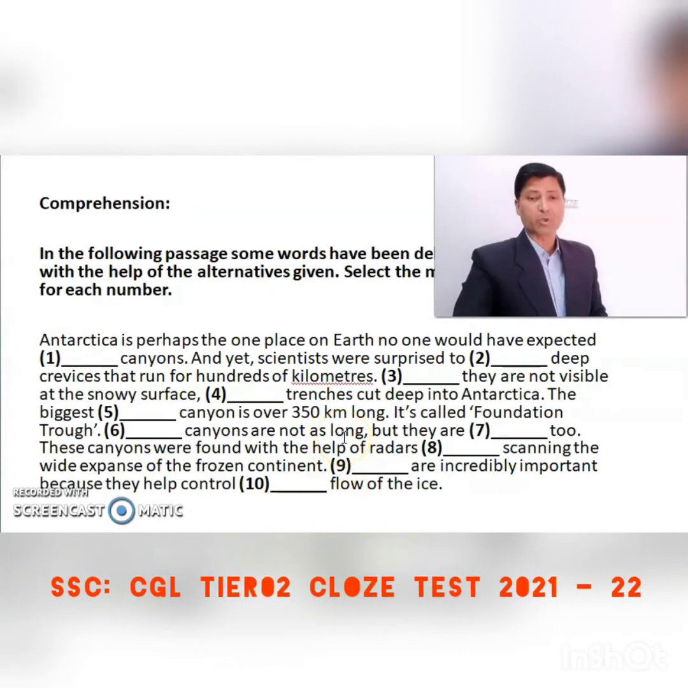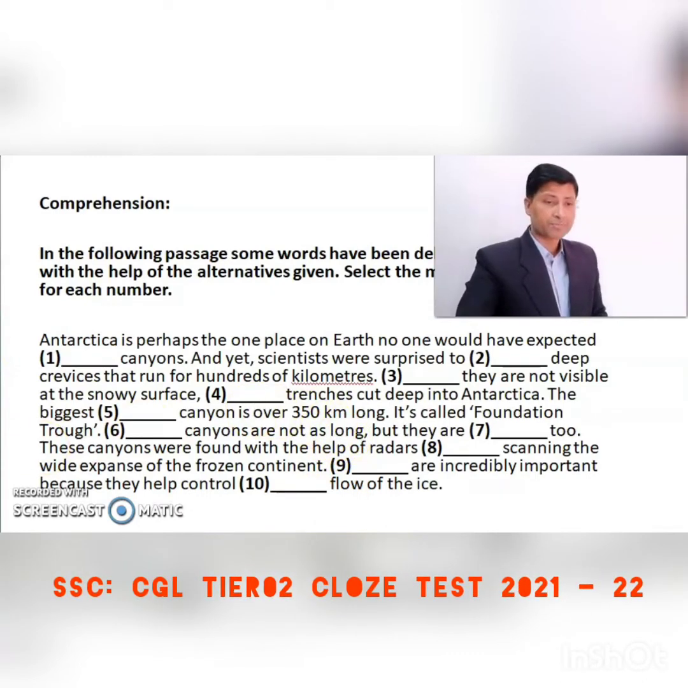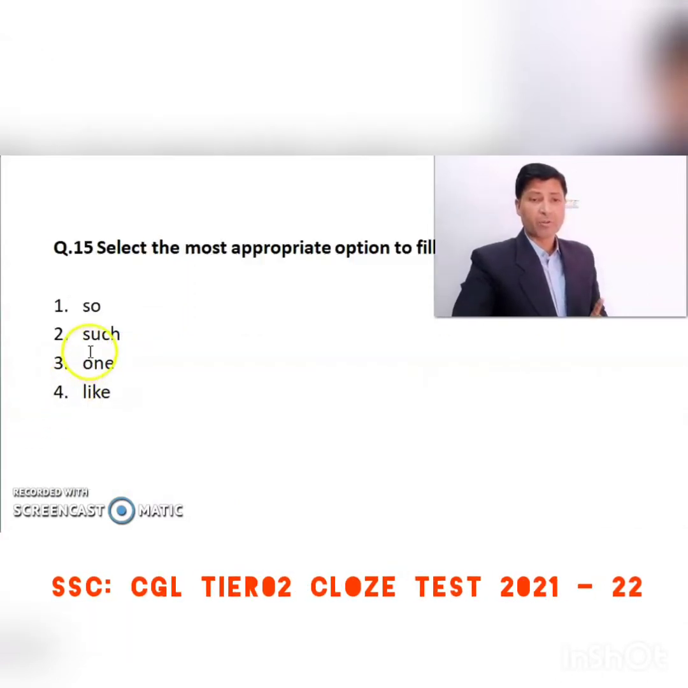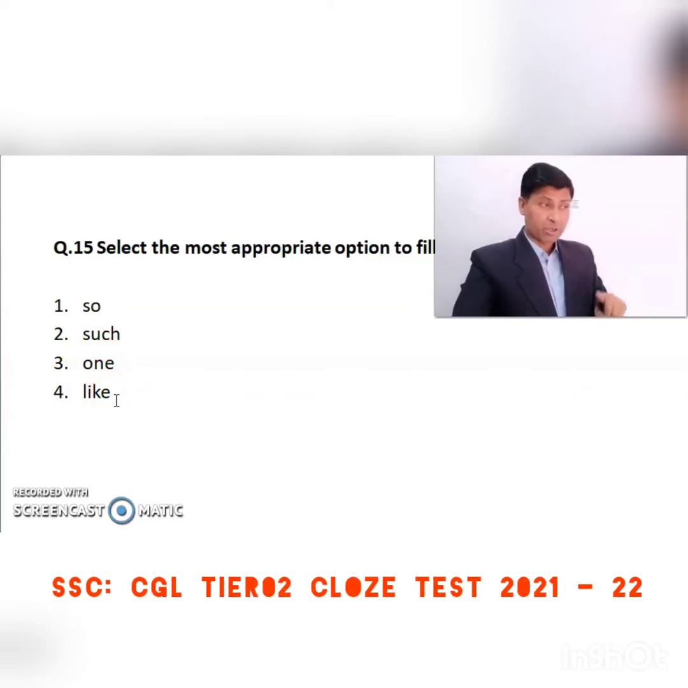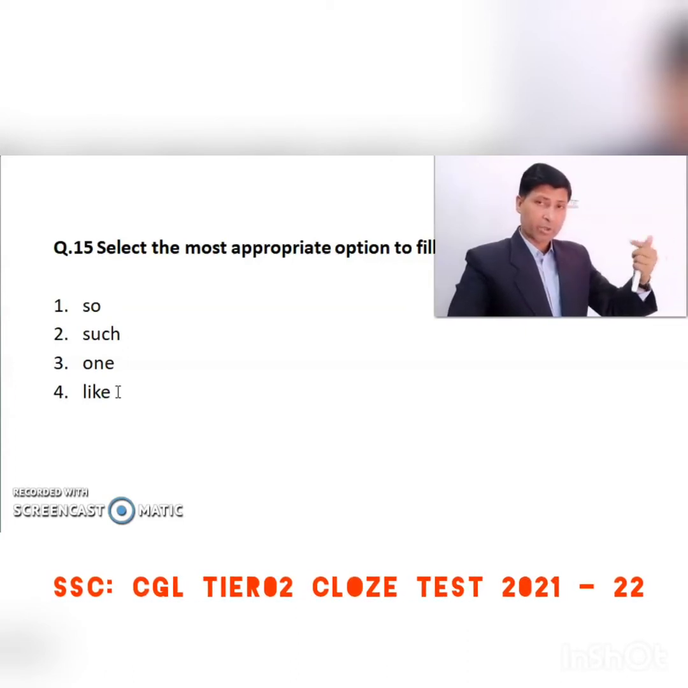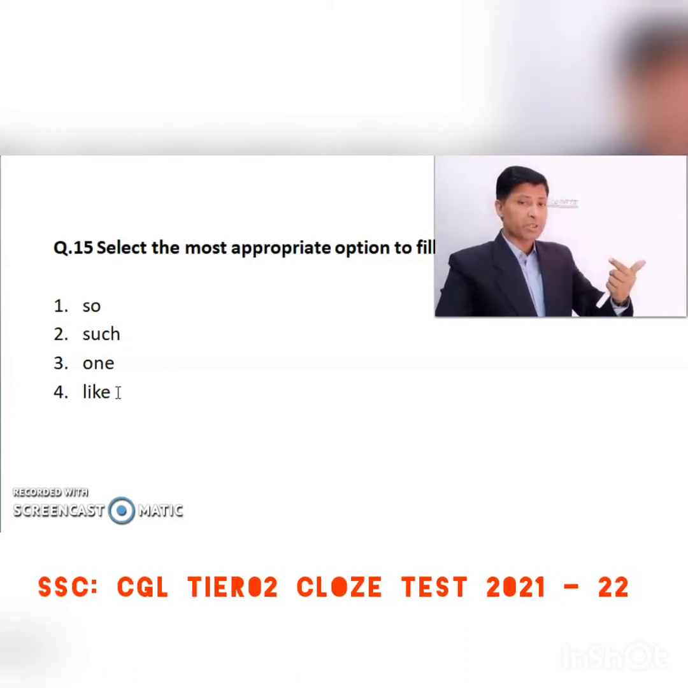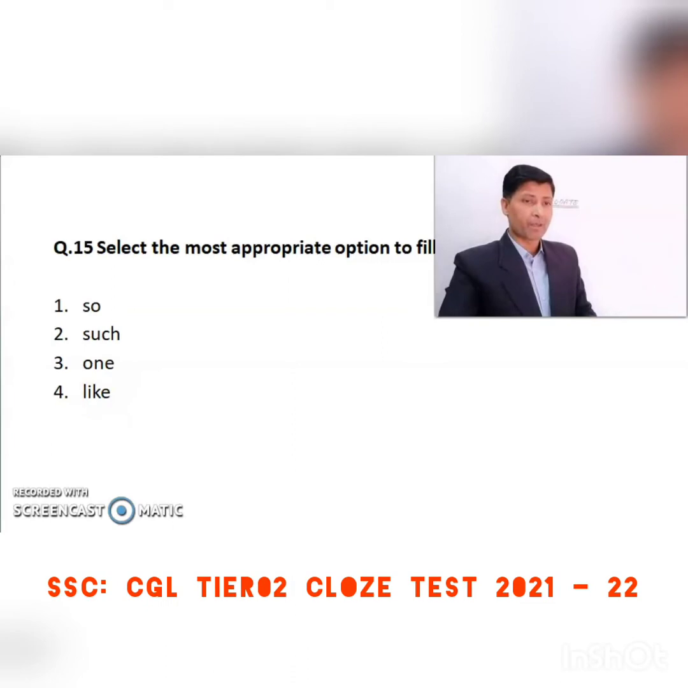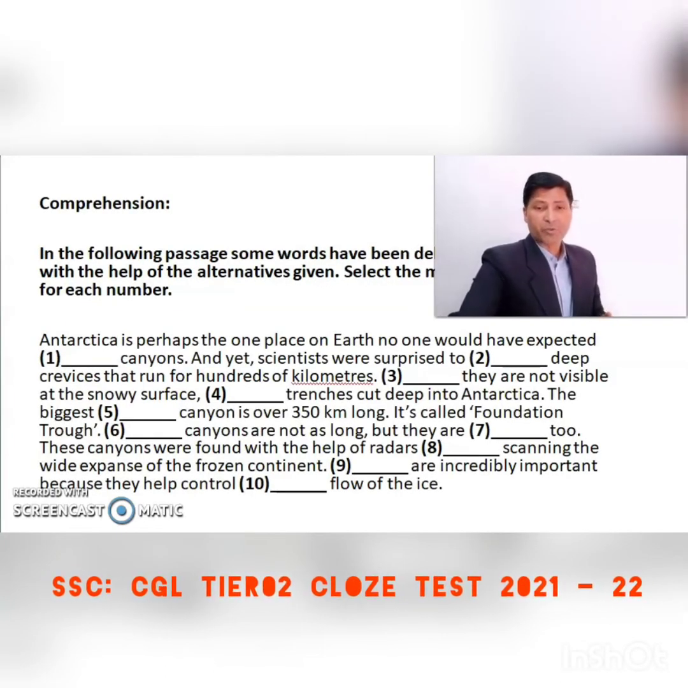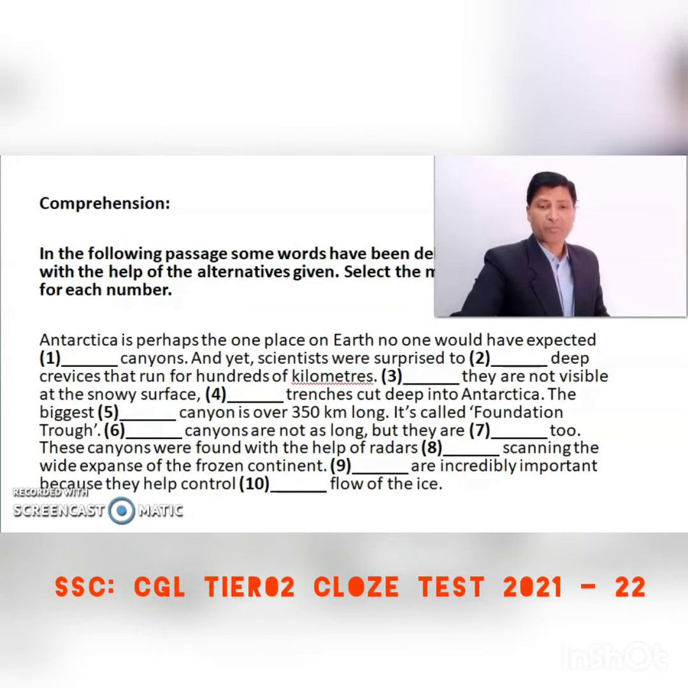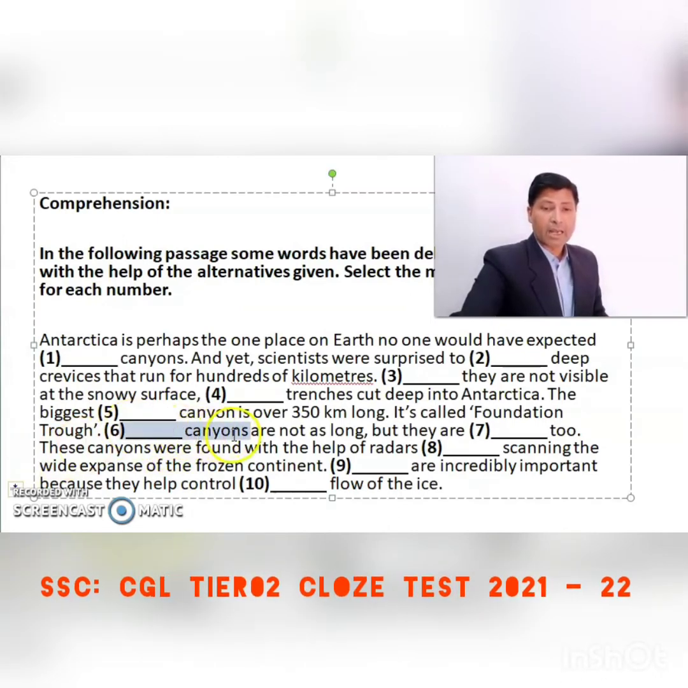The biggest, number 5: so, such, one, like. It should be the biggest such. Such is used when something has already been discussed. Here trenches have already been discussed, therefore the correct word will be such. So the biggest such canyon is over 350 kilometers long. It is called Foundation Trough. Now here canyons has been used.